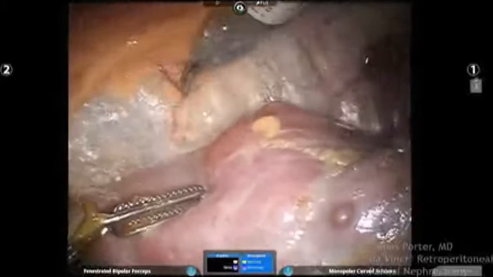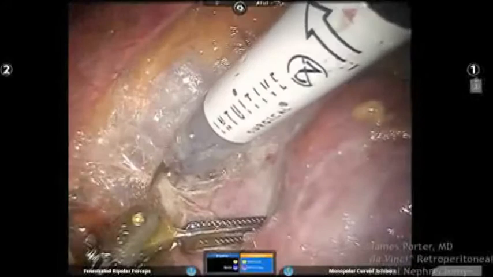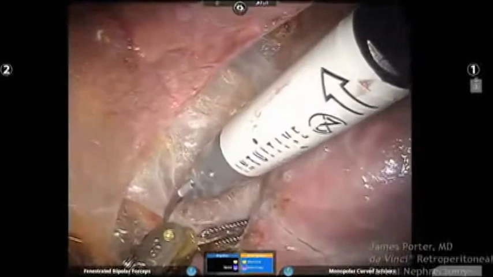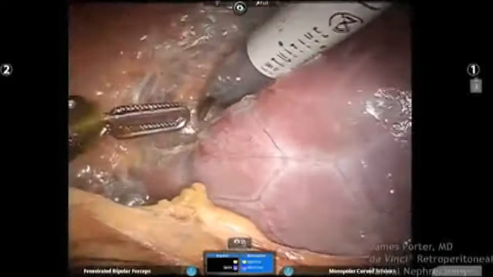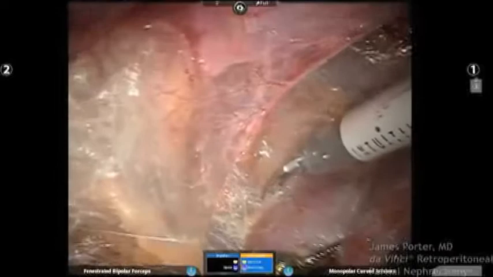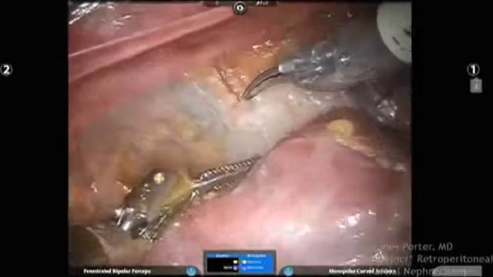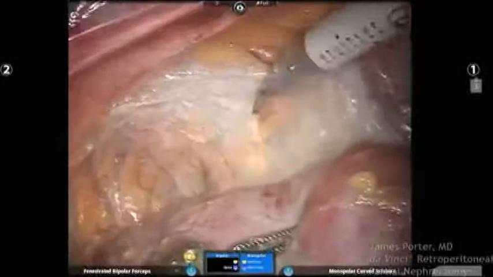So I'm just going to rotate this kidney towards us. Peritoneum is very close here. So I just got to stay out of it. She's not very obese.